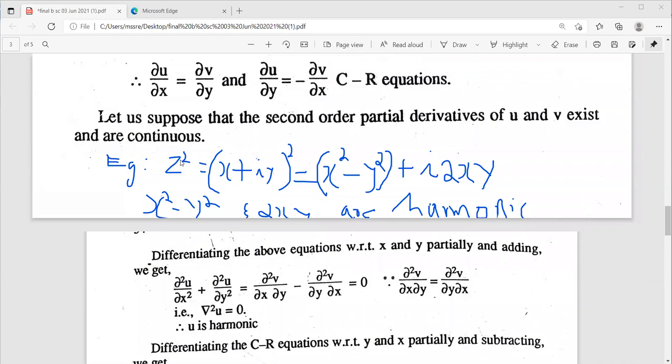Somebody has checked this. So that is harmonic. Okay, 2xy, that is also harmonic.